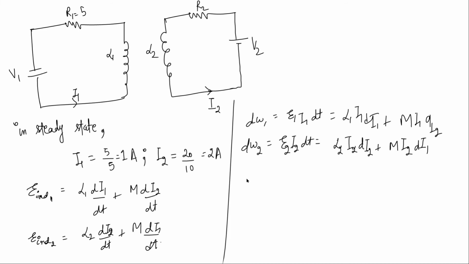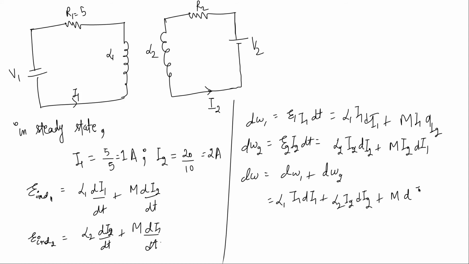So the net work done dW would be what? Work done by both the batteries, that is dW1 plus dW2. So that one would be L1 I1 di1 plus L2 I2 di2 plus M d(i1) I2.